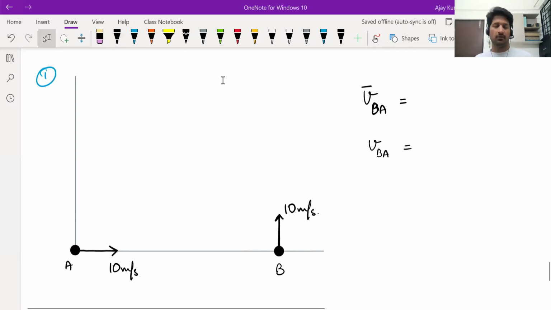Can one of you quickly tell me how is speed related to velocity? Speed is the magnitude of velocity. Instantaneous speed is the magnitude of instantaneous velocity. So once you calculate relative velocity, take its magnitude, and that itself will be relative speed. Do this quickly, all of you.